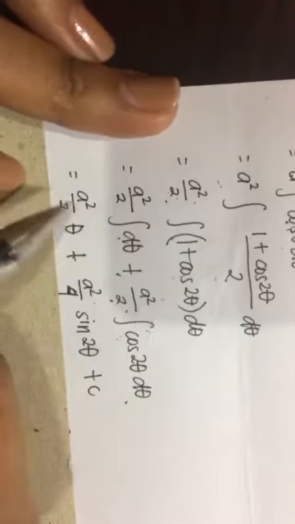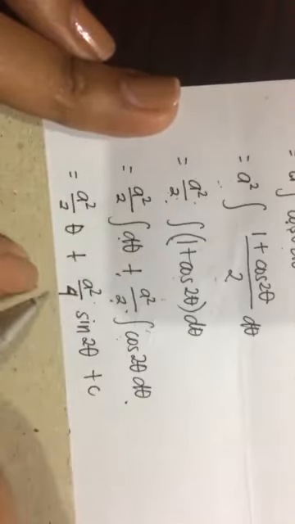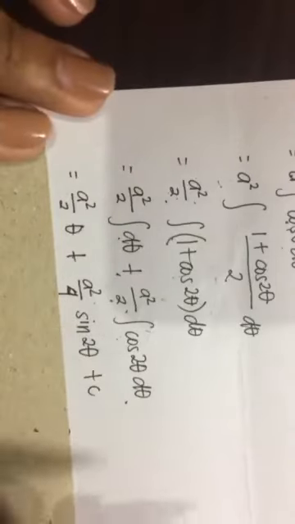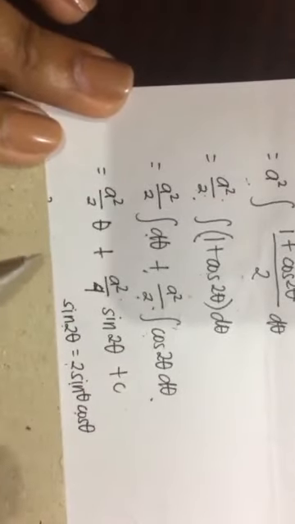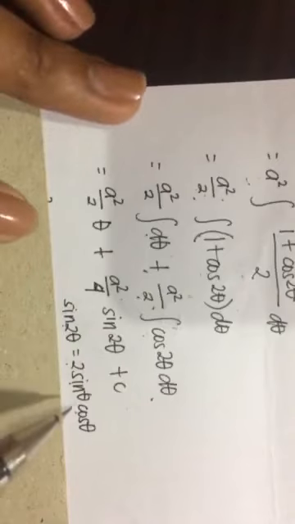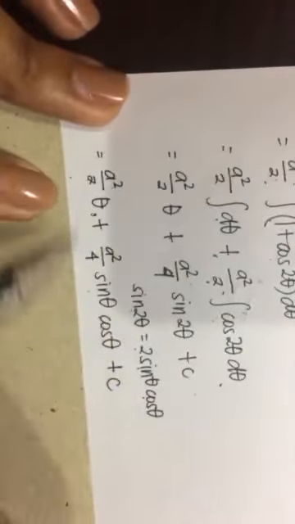So a squared over 2 times the integral of this, which is theta, plus a squared over 4 times the integral of this, which is sine 2 theta, plus c. But we need to let sine 2 theta equal 2 sine theta cosine theta. So it gives us this equation.